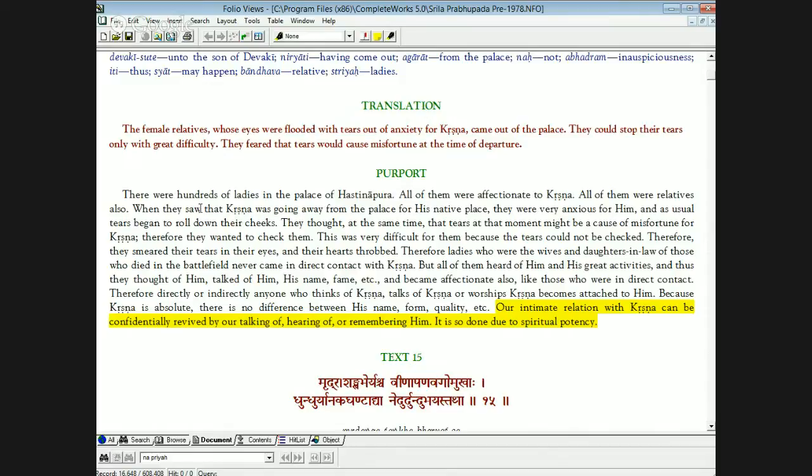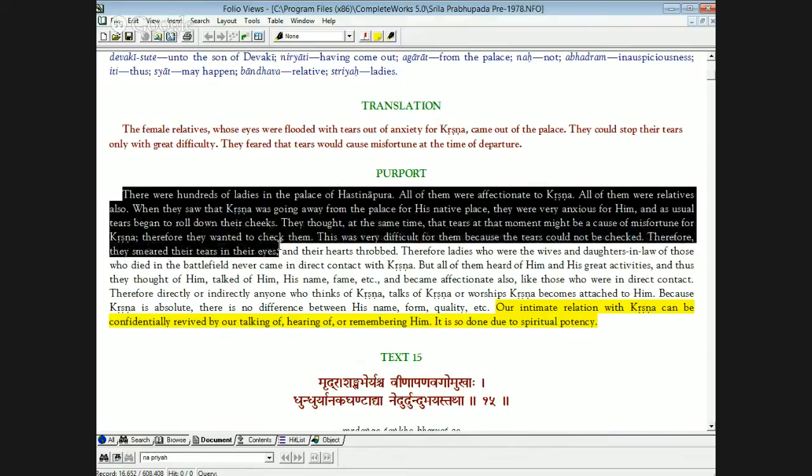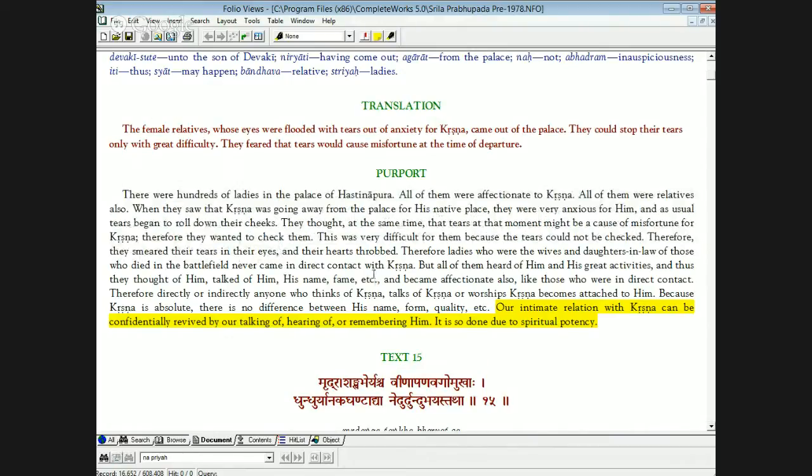But just do what the Lord has told. You discuss about him, hear about him. And slowly the natural love for the Lord awakens in the heart. And this is, imagine, we can only dream of such a situation, when Krishna is going, tears and tears of separation. We have no separation from Krishna.